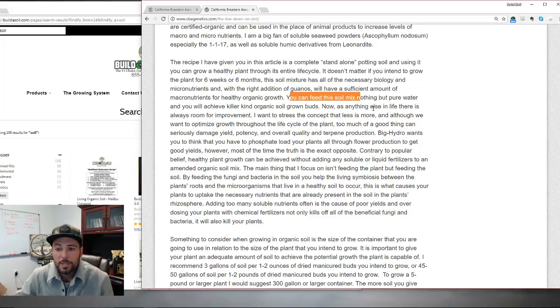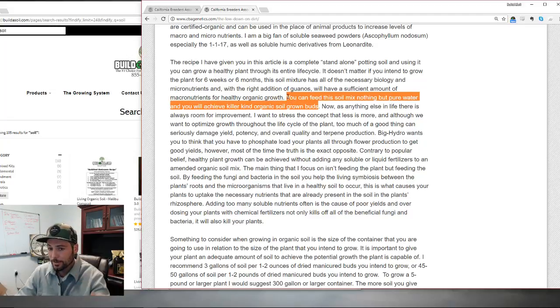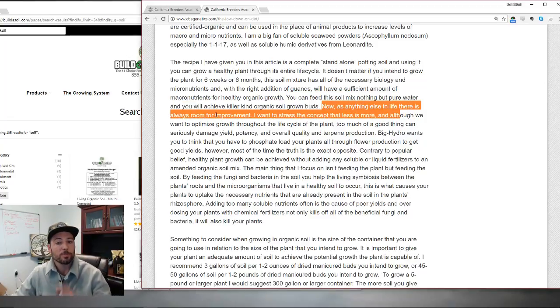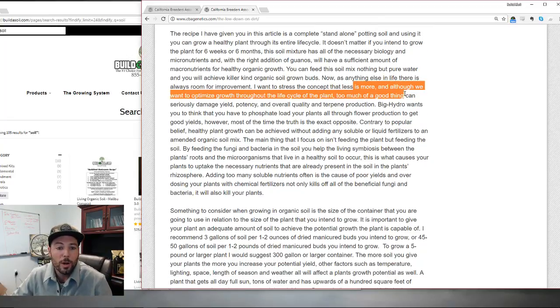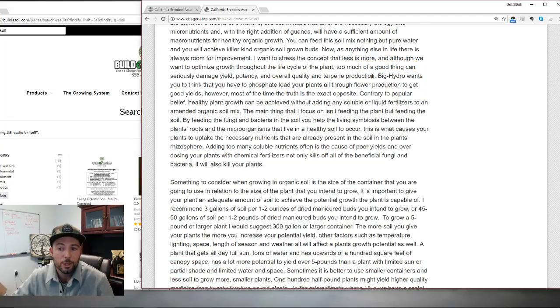You can feed this soil mix nothing but pure water, and you'll achieve killer organic soil buds, just like BuildASoil. You can definitely do water only with a large volume of soil and get killer buds. Now, this is how I feel too. As with anything else in life, there's always room for improvement. I want to stress the concept that less is more. And although we want to optimize growth throughout the life cycle of the plant, too much of a good thing can seriously damage yield, potency, and overall quality and terpene production.